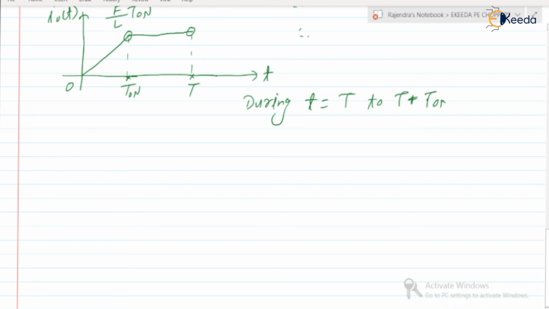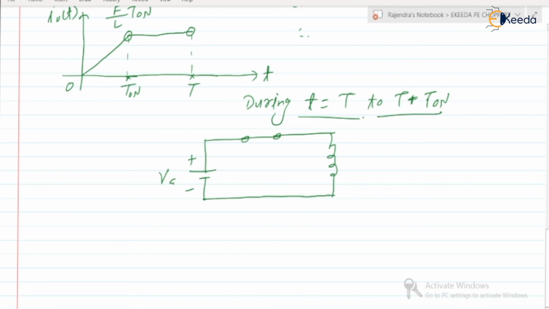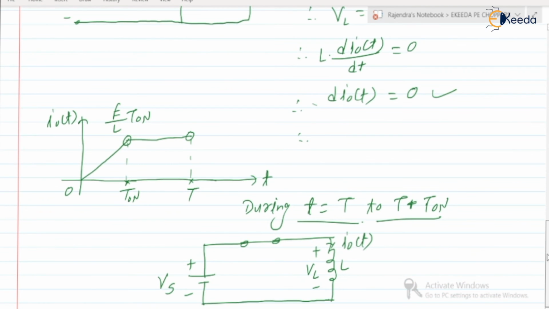Okay, T plus T on. During this interval, if you check, we will be having this switch closed, right? The diode will be in the open circuit mode. Here it is the inductor and here it is a short circuit. Okay, so we are having E, this voltage is VL, this current is I0 of T, and here it is L. So here the inductor goes on storing the energy.